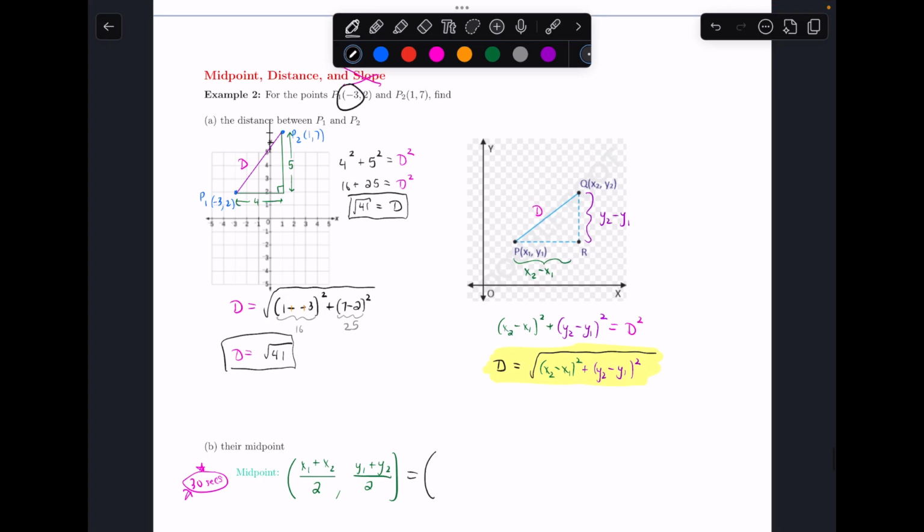So if I plug in -3 for x1 and 1 for x2, what we'd get is -3 plus 1 divided by 2 for the x coordinate. And then plug in the 2 and the 7 for the y values, and I'll get 2 plus 7. That's going to get divided by 2. So this first fraction's -2 over 2, which is -1. And then the y value becomes 9 over 2, which, if I wanted to write that as a decimal, is 4.5.